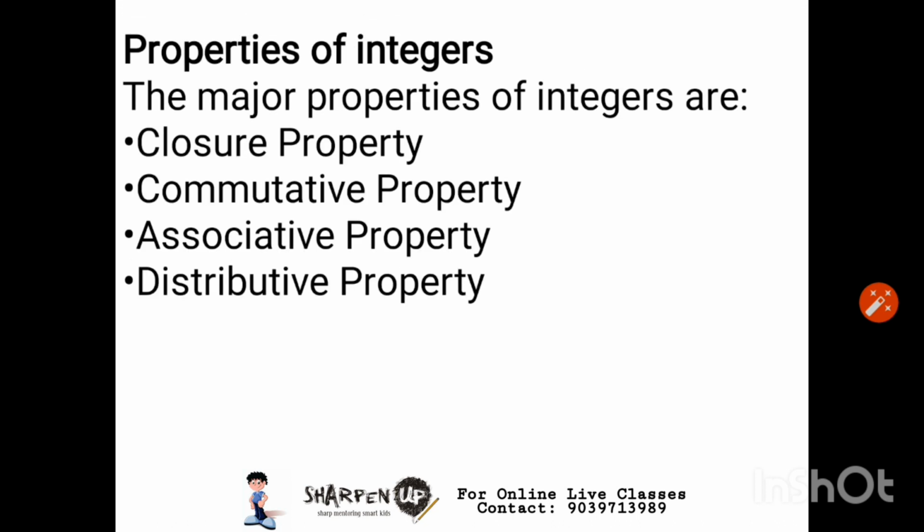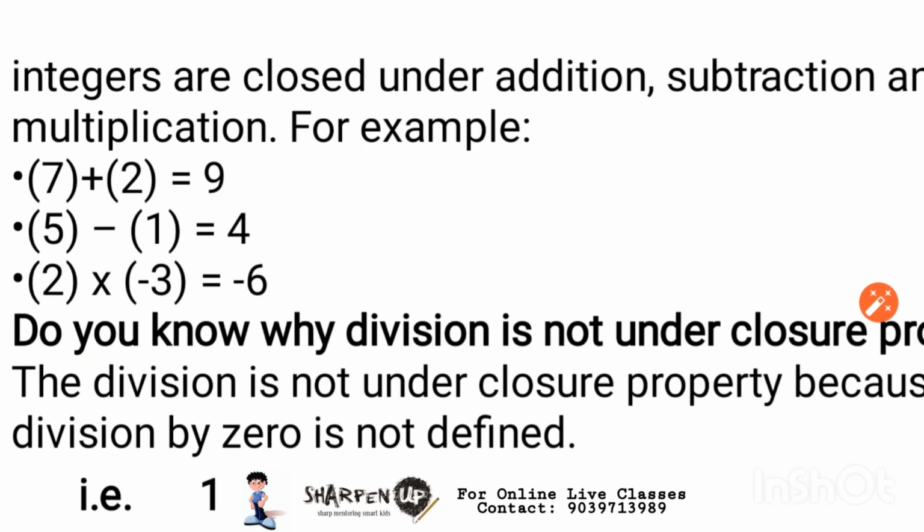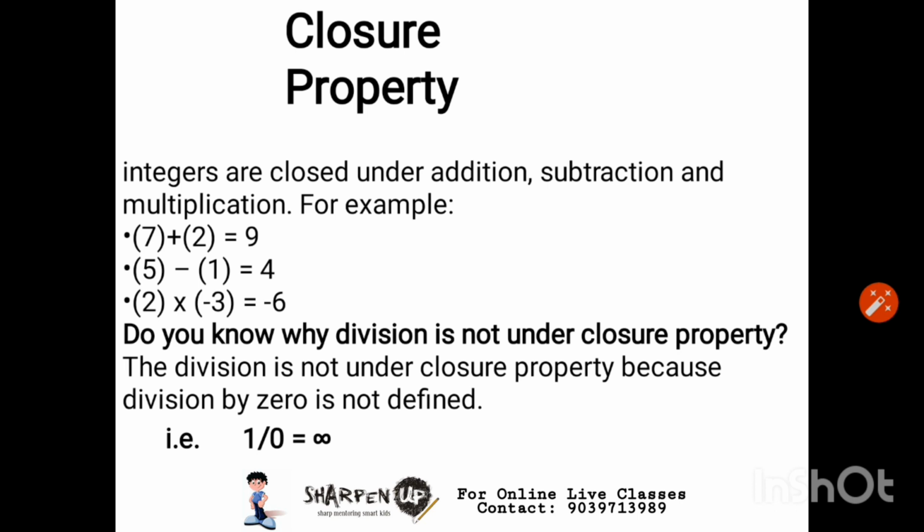Here are some major properties of integers: closure property, commutative property, associative property and distributive property. So let's start with the closure property. Integers are closed under addition, subtraction and multiplication. That means if we find the addition, subtraction or multiplication of two integers, the result will be an integer. But the same property is not applied to division, because if I take two integers 1 and 0 and divide 1 by 0, the result will be not defined.